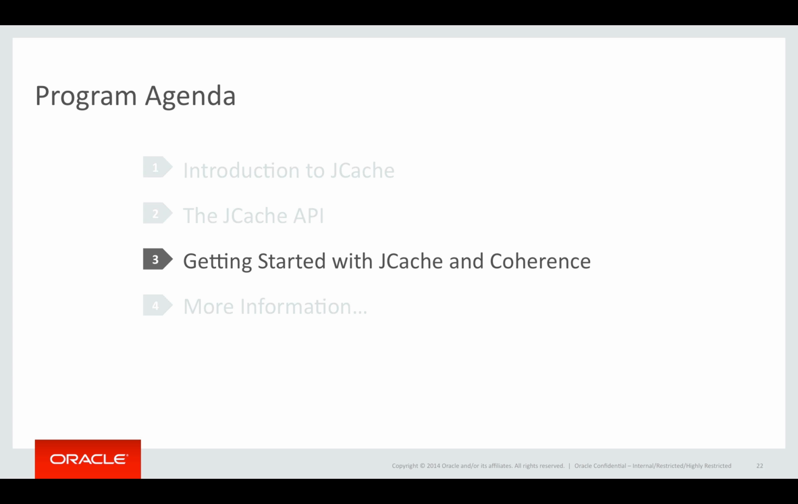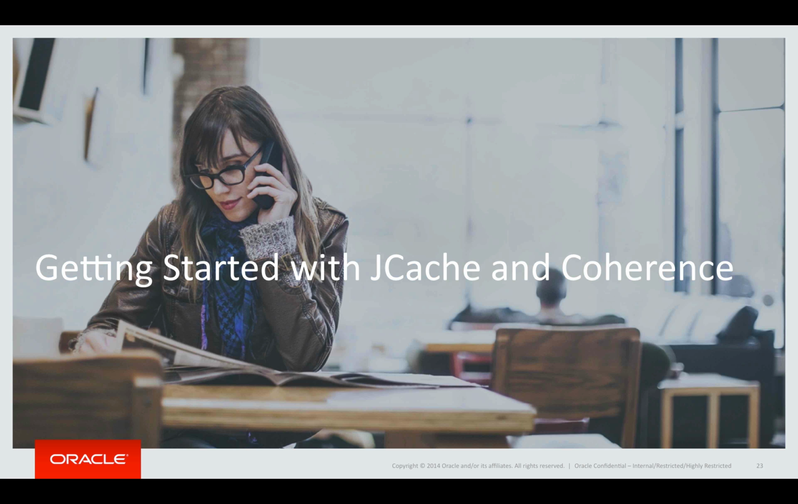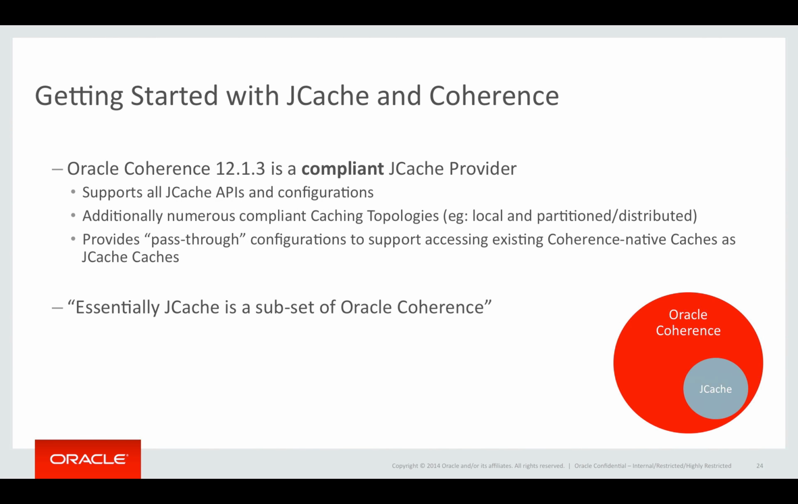Now that we've got some background information on the API, let's look at how to use it with Oracle Coherence. And this is somewhat the easy part. Oracle Coherence 12.1.3 is one of the first commercially available, produced and supported compliant JCache providers. There are several reasons why it's probably one of the first. JCache is essentially a subset of functionality that Coherence offers, and hence JCache built on top of Coherence is a relatively straightforward thing to achieve.